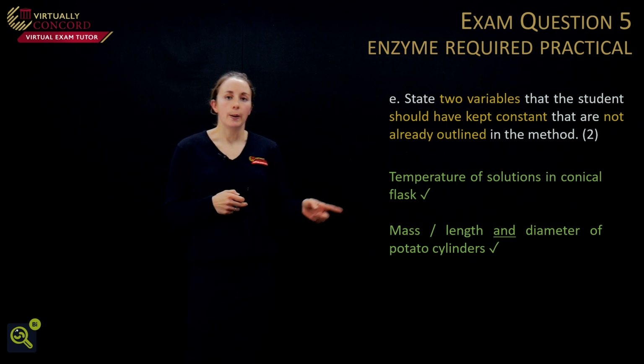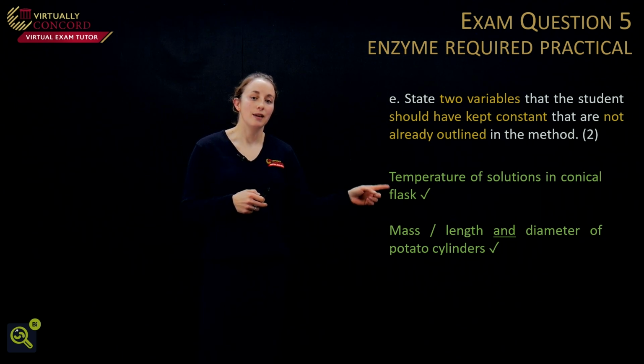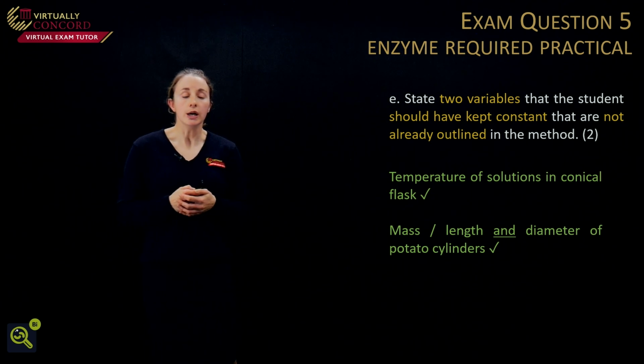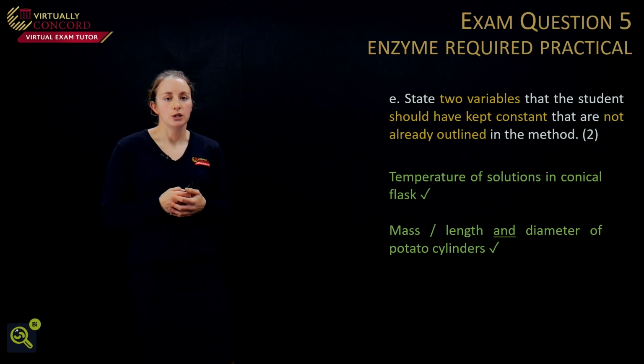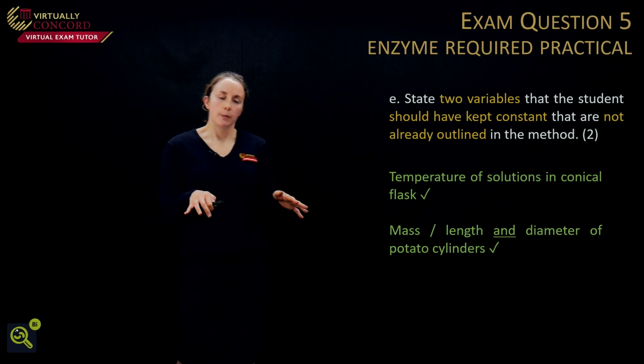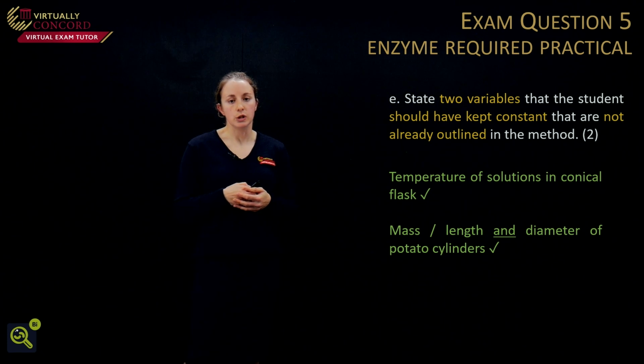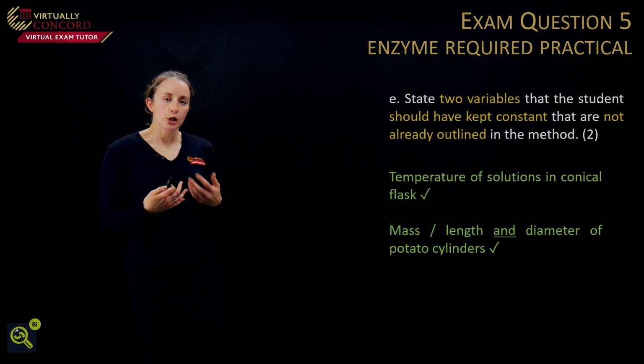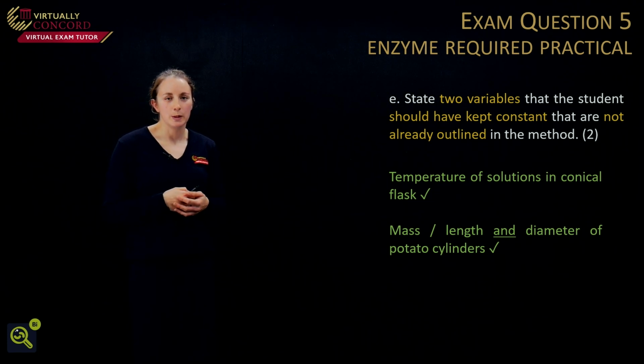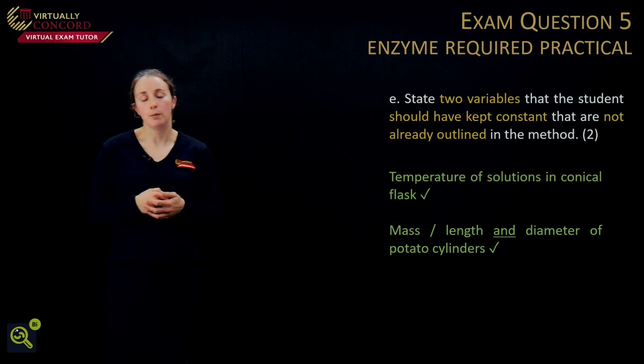So you could write about mass, or you could write about length and diameter of the potato. So give specifics about the dimensions of the potato. Definitely don't write about size or shape, as they're often rejected on mark schemes. You could write about something like variety or type of potato, but safest would be to go for mass or length and diameter.